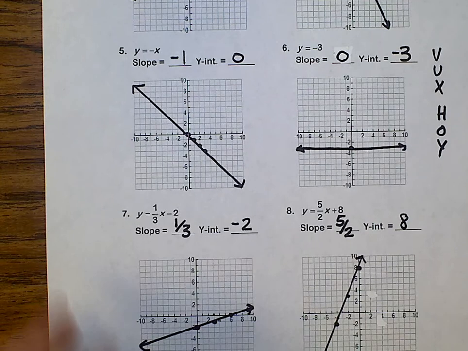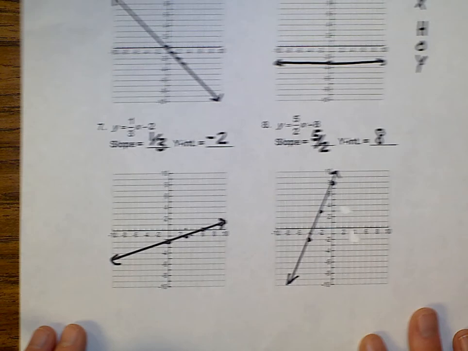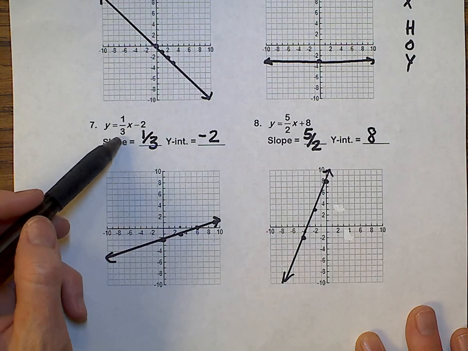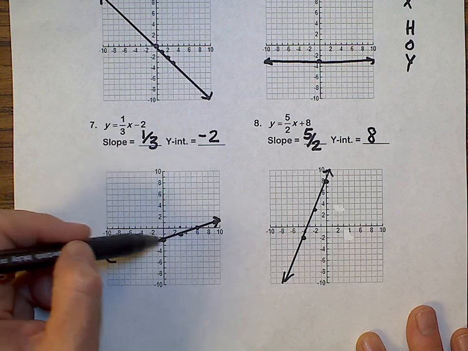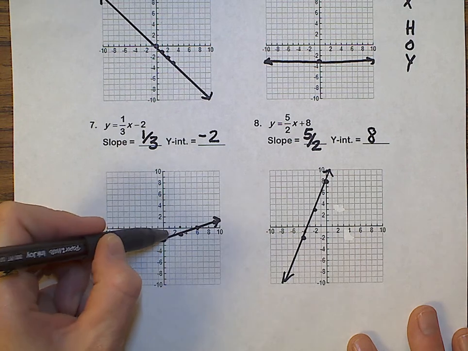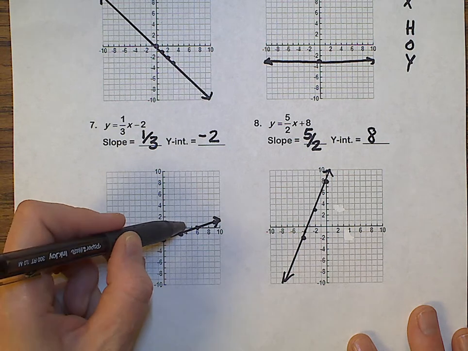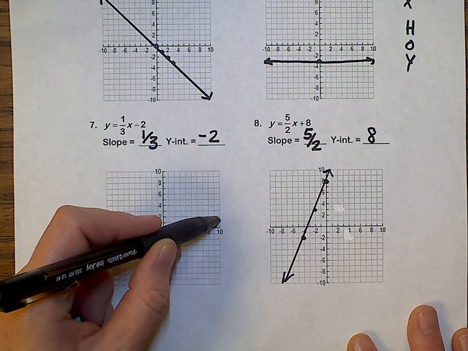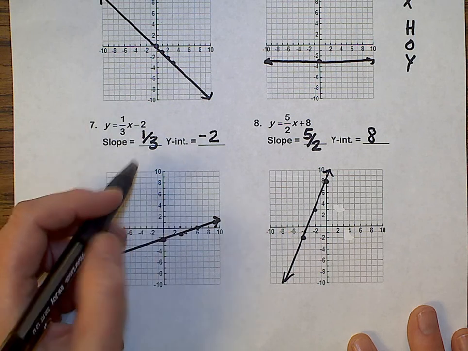Number 7 is going to be slope of 1/3 and y-intercept at negative 2. So we want to go to negative 2, and then we're going to go up 1, right 3. Up 1, right 3. Up 1, right 3. So you're always going in a positive direction since both the 1 and the 3 are positive numbers.